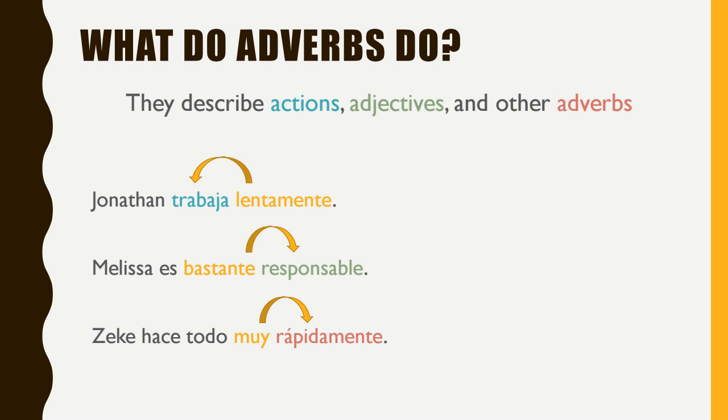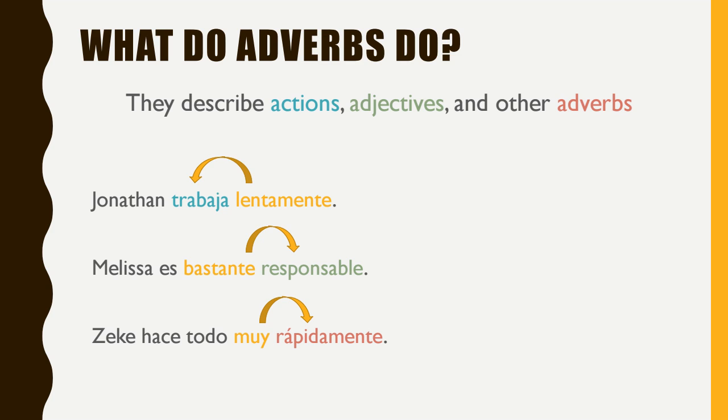Jonathan trabaja lentamente. So Jonathan works slowly. How does he work? He works slowly. In the next example, you can see that our adverb bastante is describing an adjective. Melissa es bastante responsable. So how responsible is Melissa? She's very responsible.